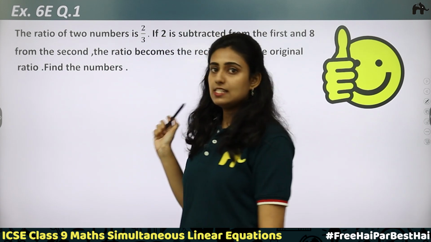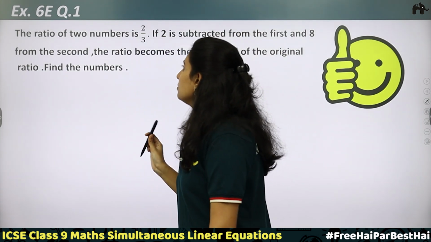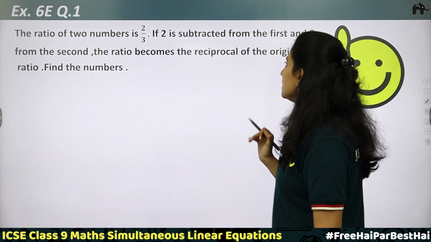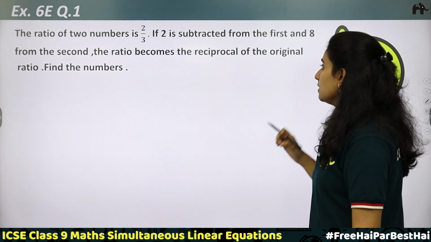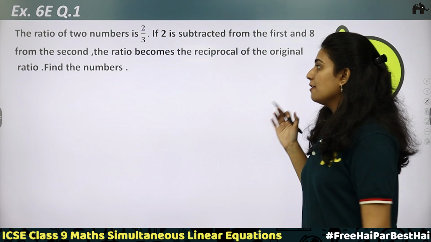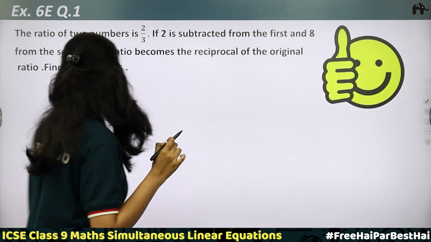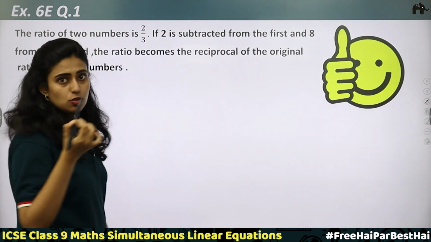Now let us solve problems from exercise 6E. Question 1 of exercise 6E. The ratio of two numbers is 2 by 3. If 2 is subtracted from the first and 8 from the second, the ratio becomes the reciprocal of the original ratio. Find the numbers.